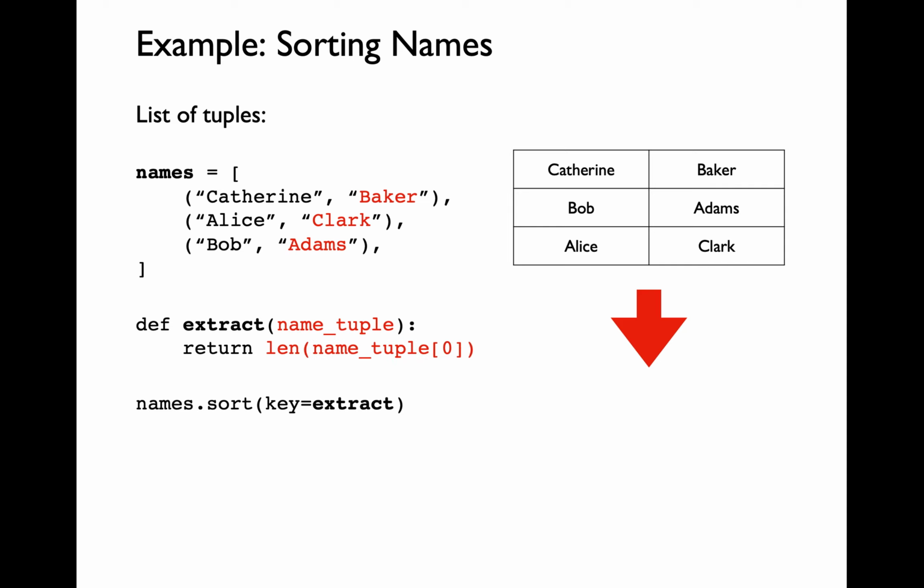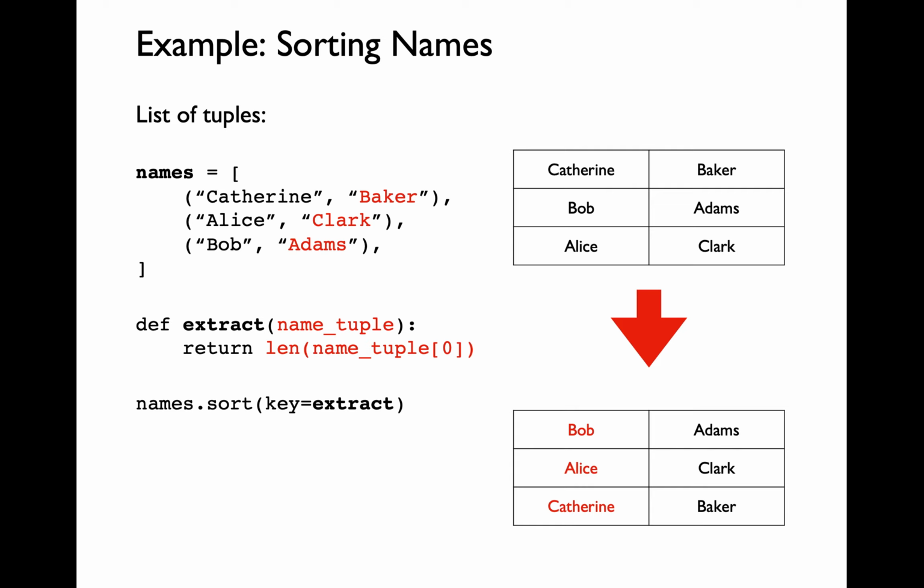All right. So to answer the second question, how do we sort based on the length of the first name, for instance? What you can do is the extract function can now just return length of name tuple of 0. If you go ahead and do that, then your sorting gets applied to the length of the first name.